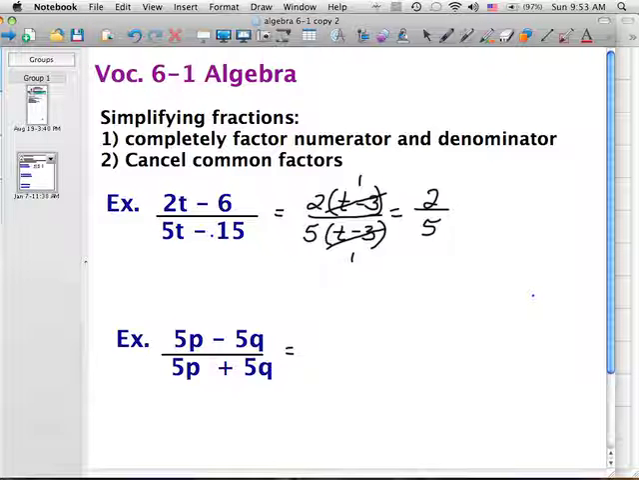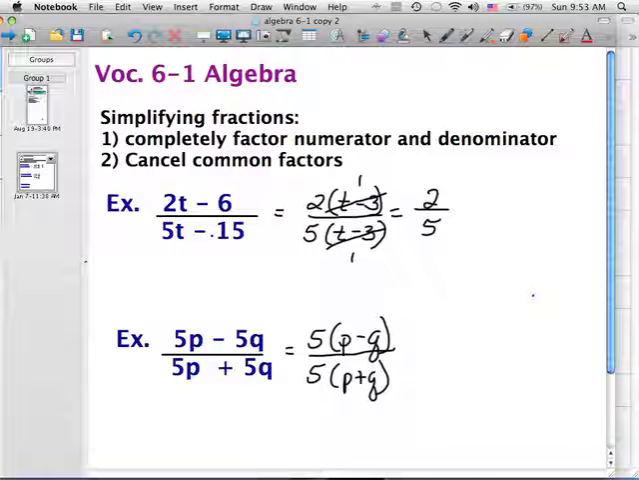On the second example, you can pull out a 5, and that leaves you p minus q. On the bottom, you can pull out a 5, and that leaves you p plus q. Now, either everything inside the parentheses is identical, so you can cancel it, or if there's anything that's different, you cannot. So those can't be canceled. I can cancel the 5. Goes into 5 once and once. So I have left p minus q over p plus q.